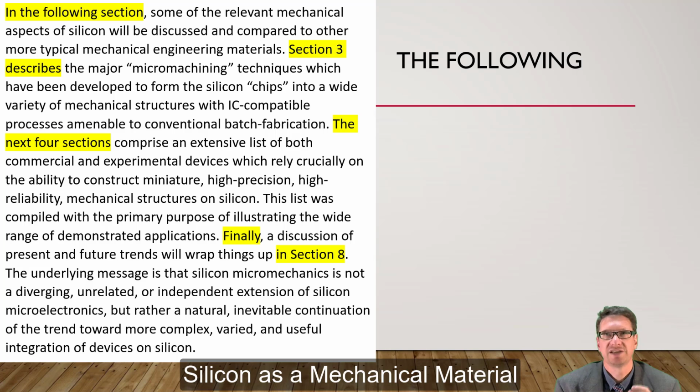In the following section, this again is the silicon as a mechanical material. Section 3 does this, the next 4 sections do that. Finally, we've got this, future trends in that. It just says, this is what's coming. Bang, bang, bang, bang, bang. Let's look at some more.